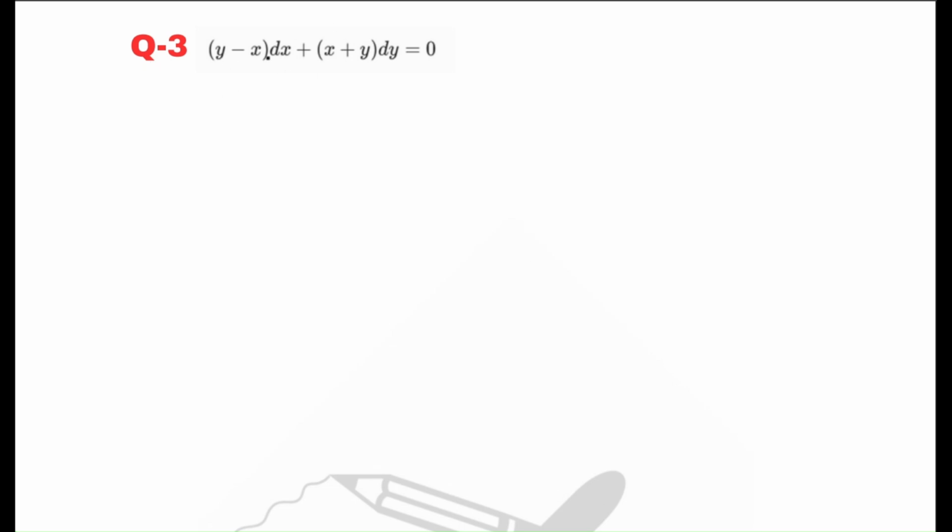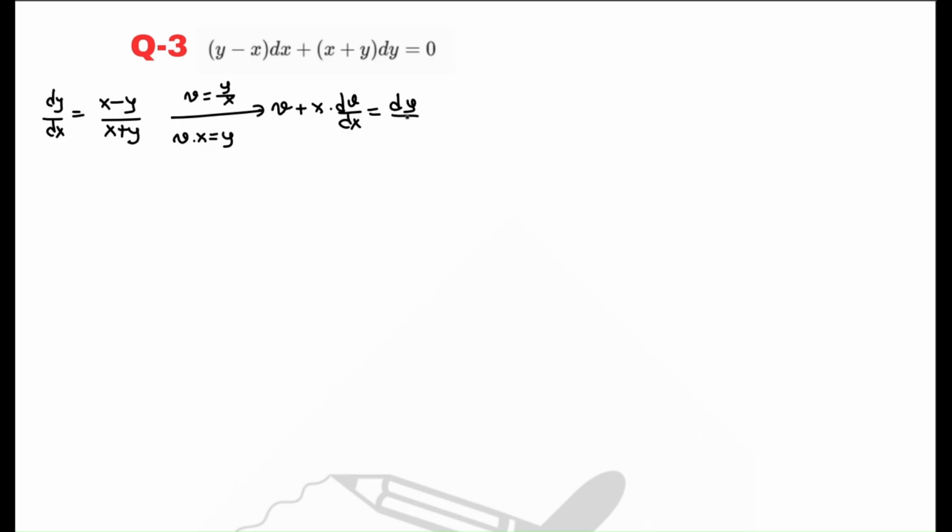A homogeneous equation in here, and let's find dy over dx. When we find dy over dx, we will get x minus y over x plus y. After that, we know that v is equal to y over x, and v times x is equal to y. When we take the derivative of both sides with respect to x, we will get v plus x times dv over dx is equal to this term's derivative, which is dy over dx.